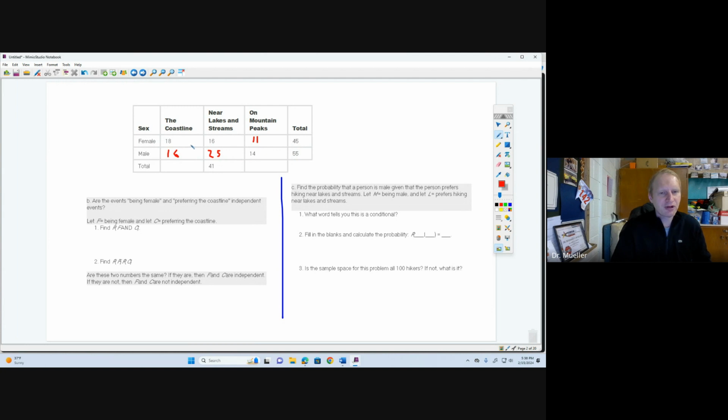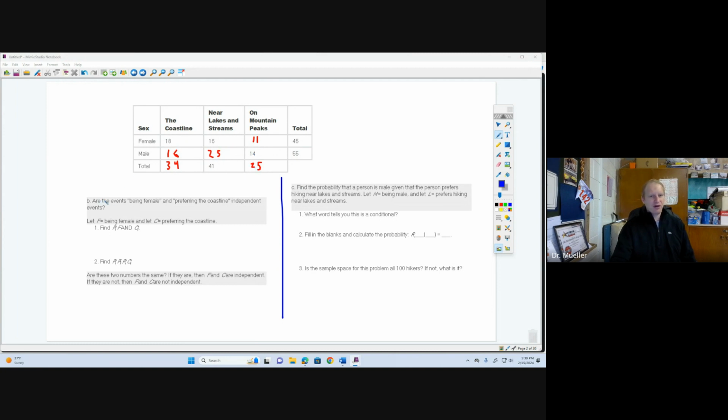So 18 plus 16 is 34. And then here, this is going to be 14 plus 11, which is 25. And then I think we're good with everything. So let's just double check everything. 18 plus 16 plus 11 is 45. 16 plus 25 plus 14 is 55. 18 plus 16 is 34. 16 plus 25 is 41. And 14 plus 11 is 25.